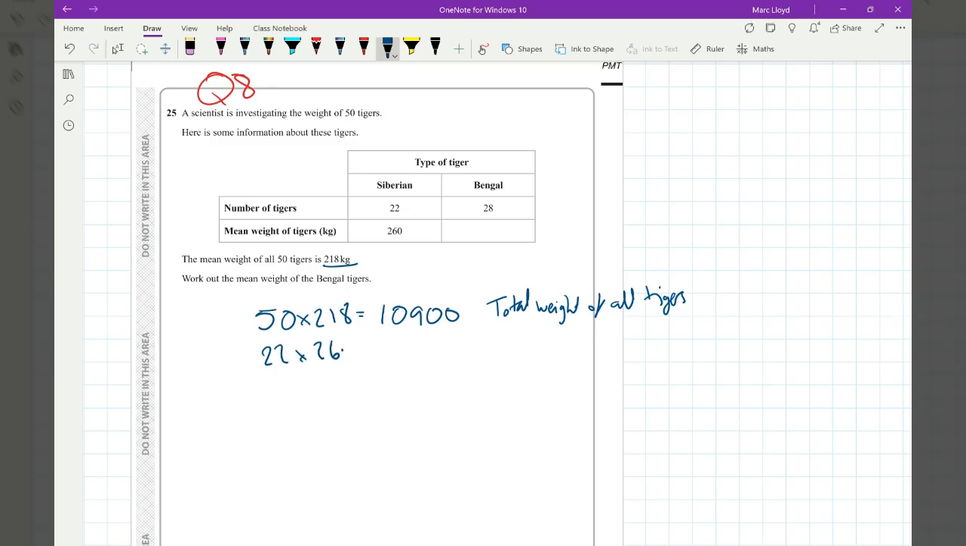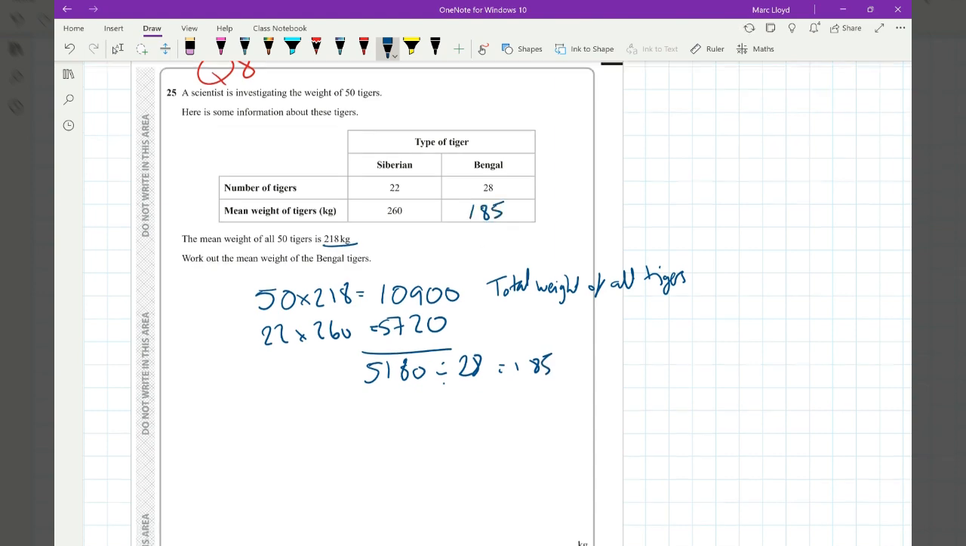22 times by 260 is going to be the overall weight of the Siberian tigers. Subtract one from the other, and that's the total weight of all the Bengal tigers. And that then needs dividing by 28 to work out their average weight, which gives us 185.